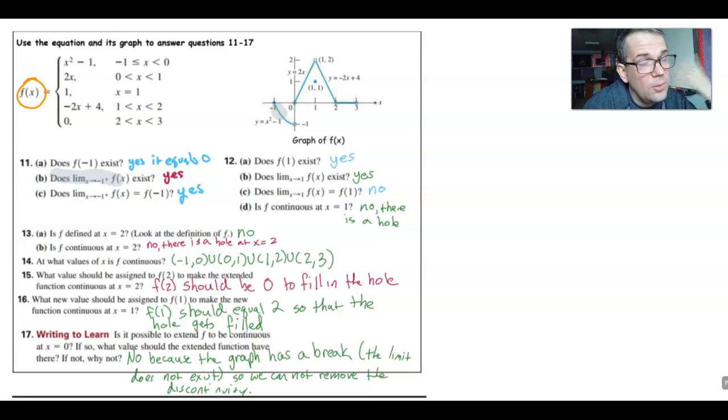Is it continuous at 2? No, of course not. It can't be. In order for it to be continuous, it has to exist, and it has to match the limit. So it doesn't exist. It's a hole in the graph, not continuous at 2.